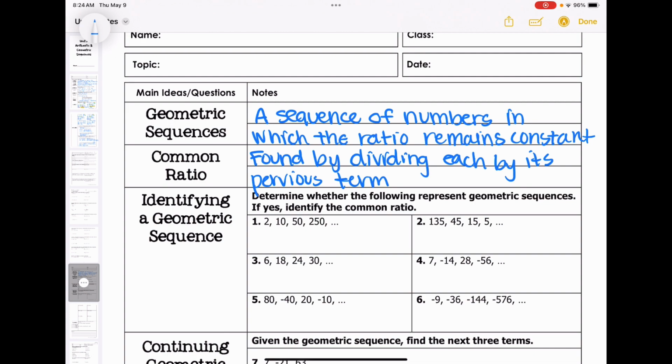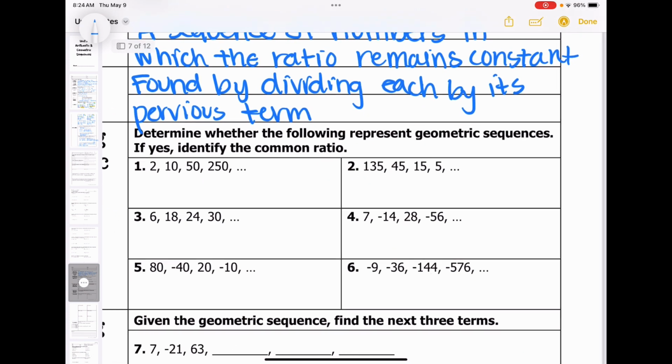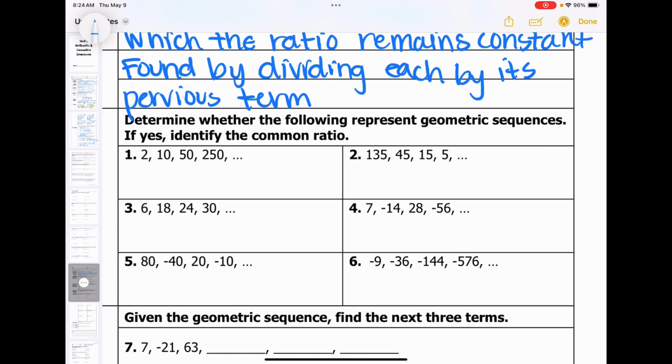All right, so now let's look at identifying some geometric sequences. So number 1, we have 2, 10, 50, and 250. We're going to divide these numbers by each other. I'm going to start with 250 and do 250 divided by 50, and that's 5. 50 divided by 10, that's 5. And then 10 divided by 2, that's also 5. So yes, this is a geometric sequence, and our ratio is going to be 5.